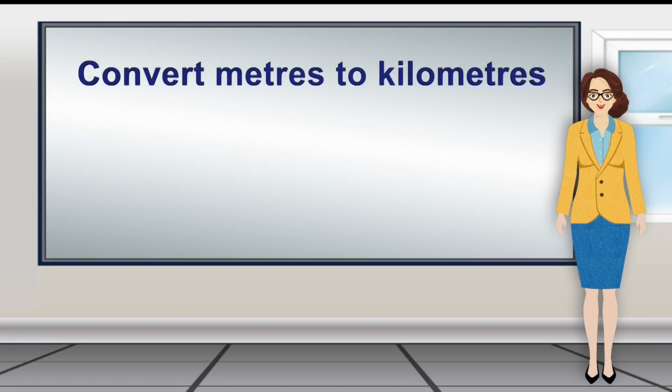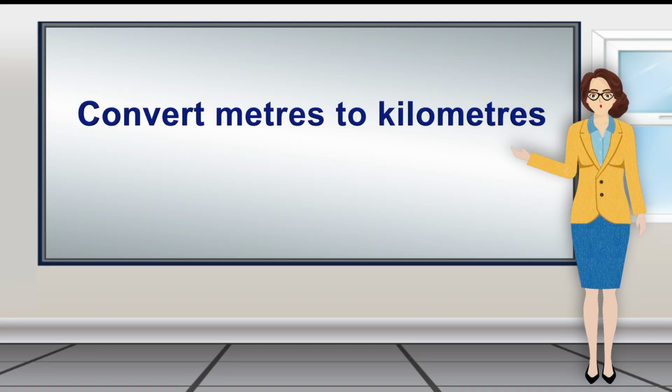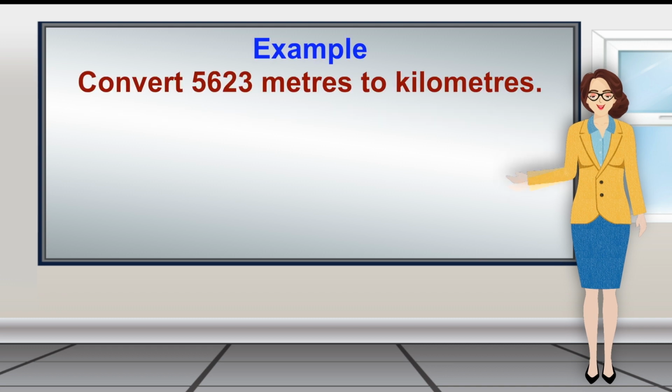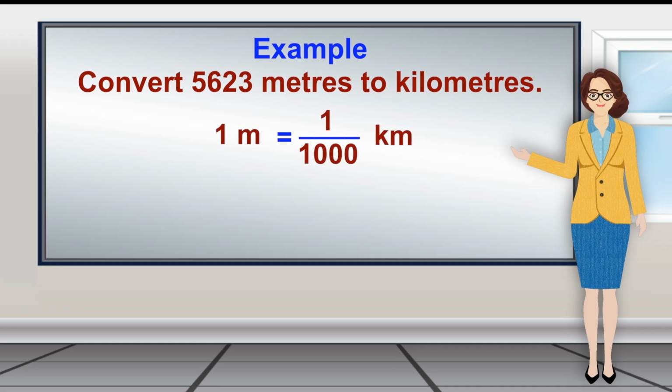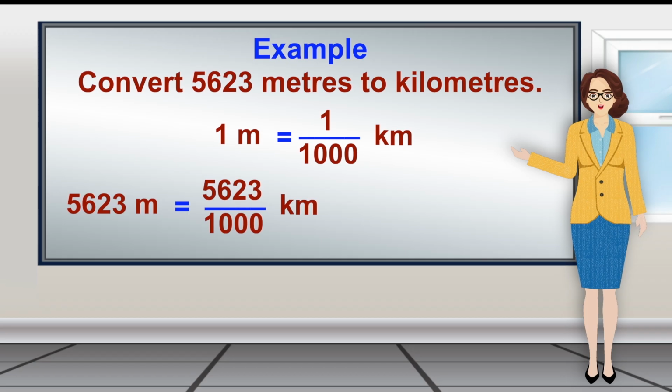Students, let's convert meters to kilometers by an example. Convert 5623 meters to kilometers. As 1 meter equals 1 by 1000 kilometers, so 5623 meters divided by 1000 is equal to 5 kilometers and 623 meters.